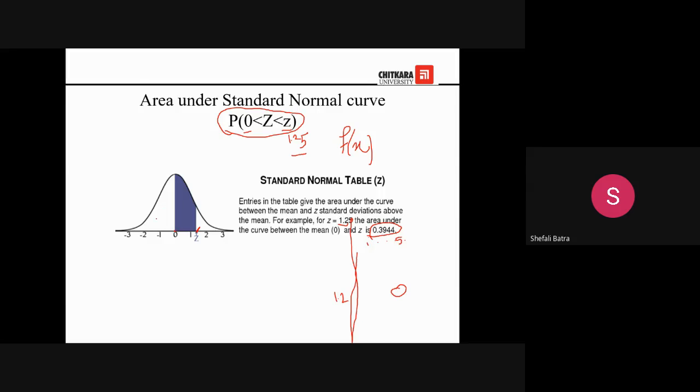Basically, the total area under this curve would be 1, because we know that this is a probability. From minus infinity to infinity, the area under the curve is 1. So half of this area would be 0.5. This left hand area total is 0.5 and this is again 0.5, right? Because it is symmetrical about the mean. So half area is this and half area is this, and the total is 1, right?